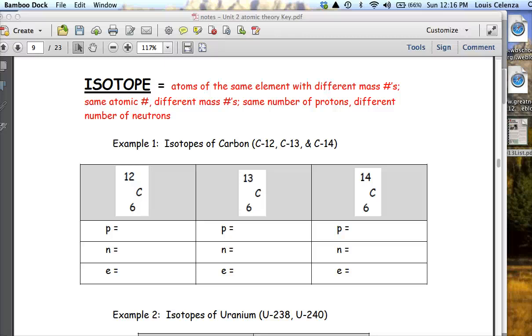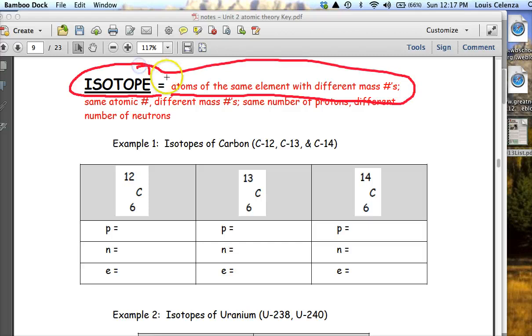Okay, so here we are with Unit 2, Lesson 4, and this unit is going to cover a very important topic which is on every single Regents exam that I've ever seen, and that is isotopes. And isotopes is a definition, a term that you should know the definition for. So if you take a look here, the definition for isotope is this part here. Atoms of the same element with different mass numbers. That's the part that you should know.